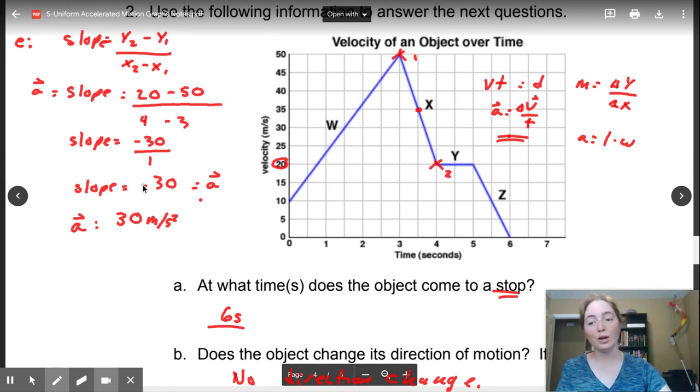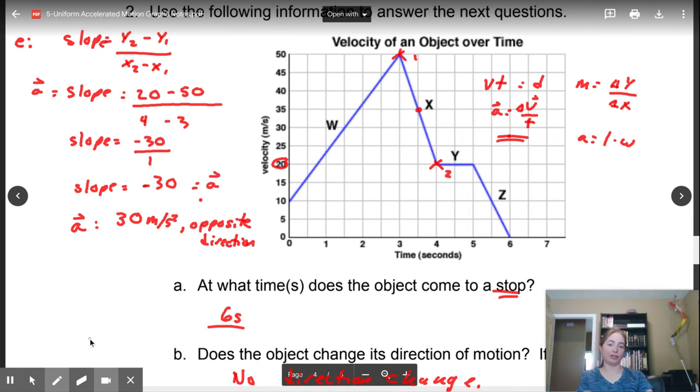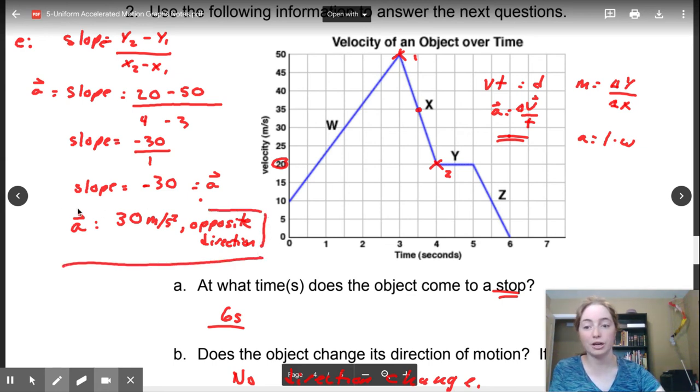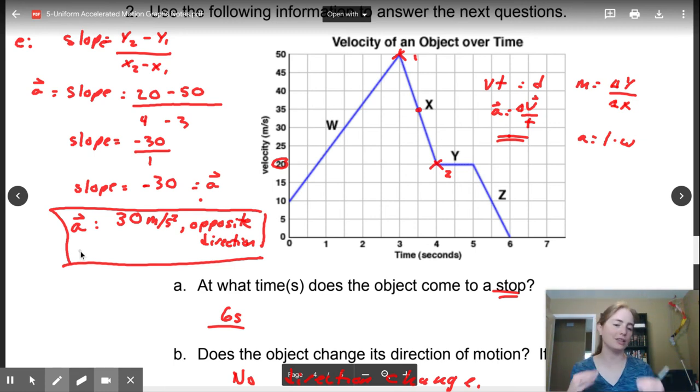And what does this negative sign tell us? That the acceleration is going in that opposite direction, which means you're slowing down. Okay? So it is opposite direction. It's going backwards. The acceleration is backwards, which means you're slowing down. Okay? So then you are going to please either box or underline or somehow communicate to me that that's what you want me to mark. Cool beans? Cool beans.